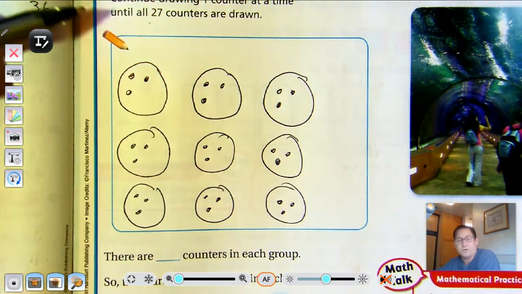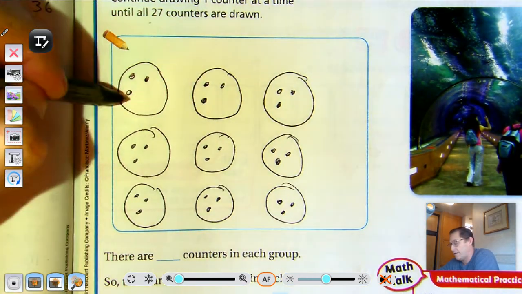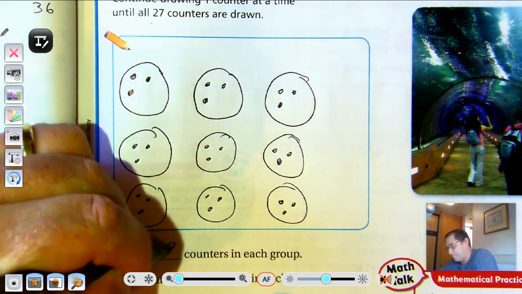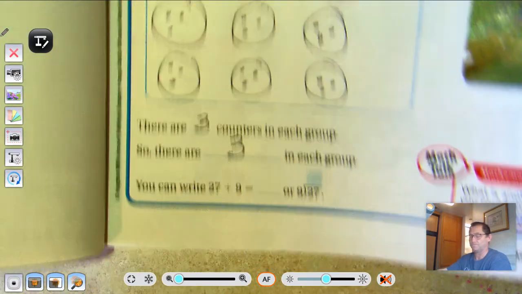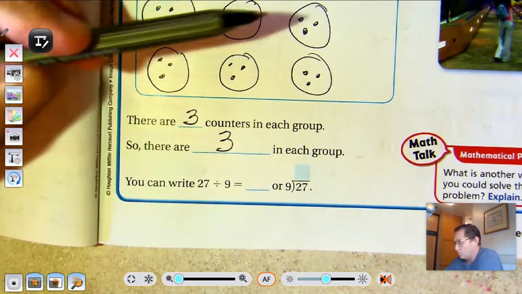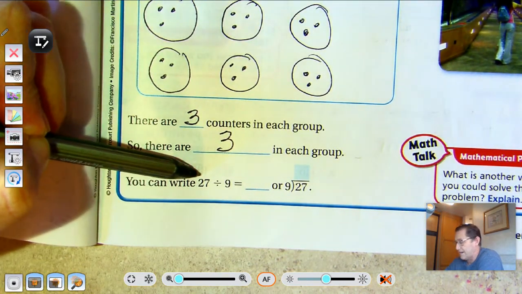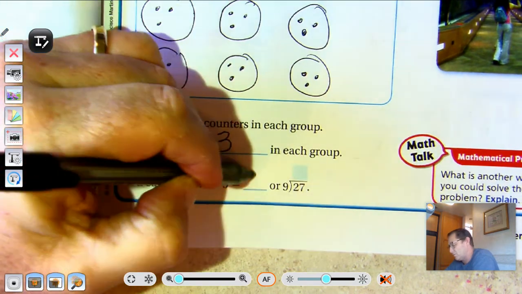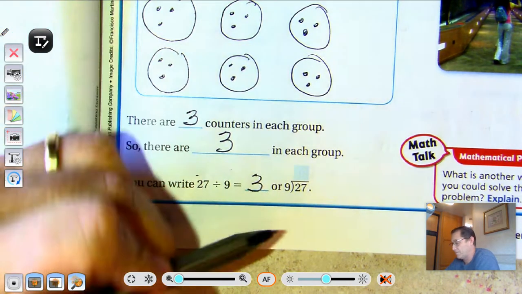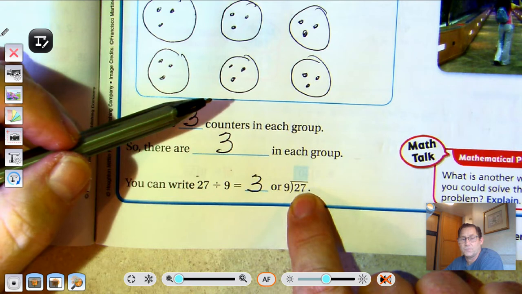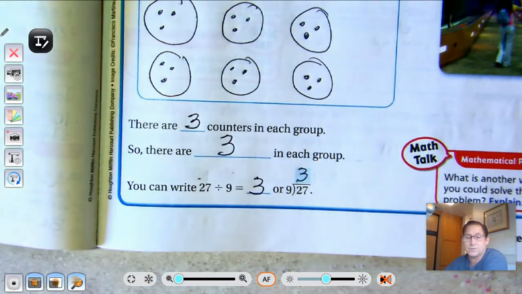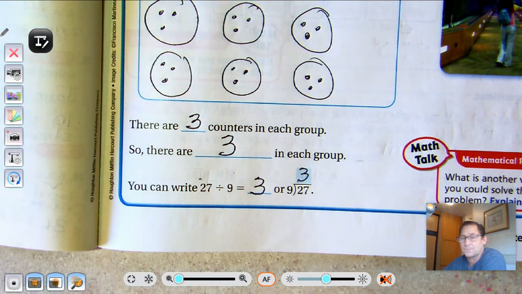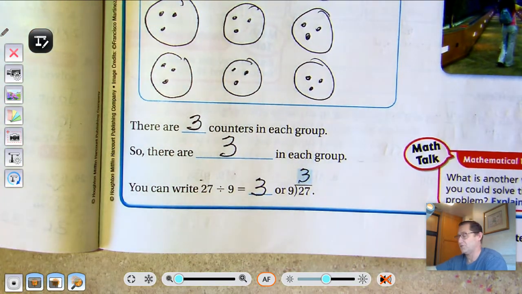So how many counters are in each group? Well, there's just 3. So there's 3 students in each group. So 27 students divided by 9 groups equals 3 students in each group. Or you may see the problem written this way, 27 divided by 9. And the quotient would still be 3. All right, let's try another one on page 300.